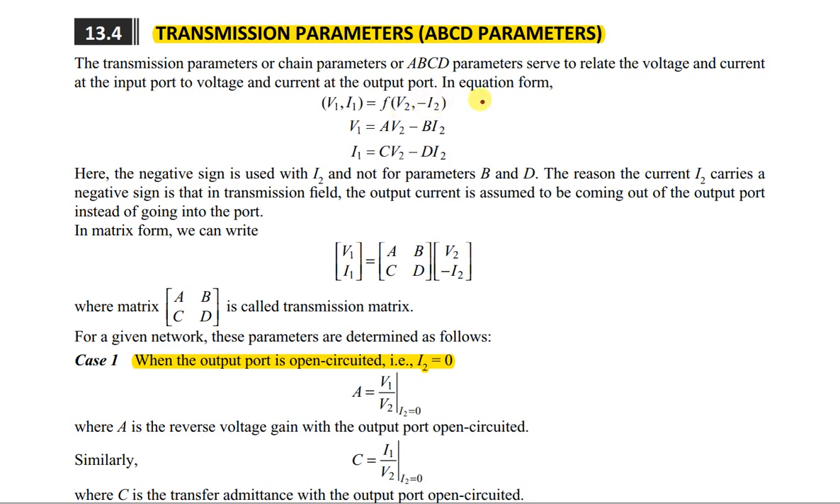So please note down, here it is minus I2. That is the important point you should remember. Here this part is very important. Minus I2 is important.